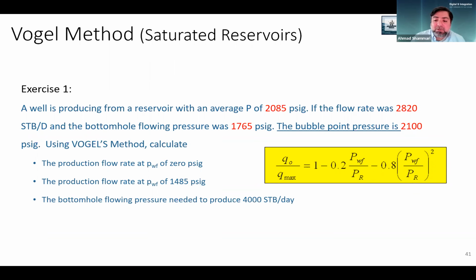What we can do is that from this equation here, I have Qmax, I plug it into this term, and then I assume multiple PWF, I calculate Q, and then I have Q versus PWF. Of course, the first point of PWF is the reservoir pressure. The last point is 0. And then I can construct my IPR curve. And then from the curve, I can go to 4,000 straight line, and then I will find the equivalent PWF. Not very accurate, but good enough.